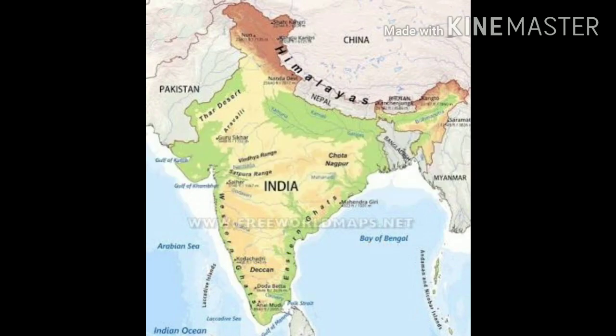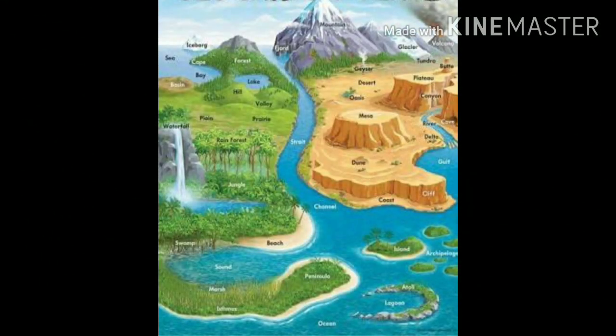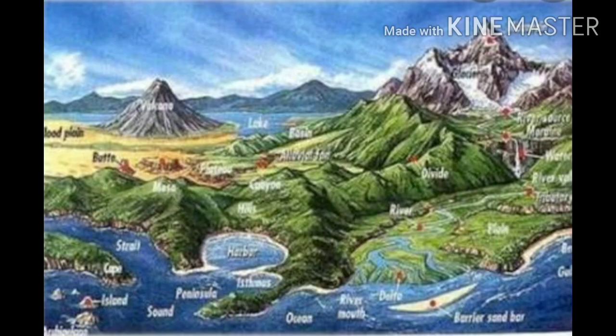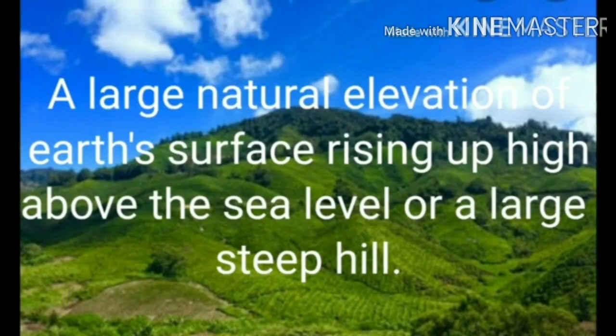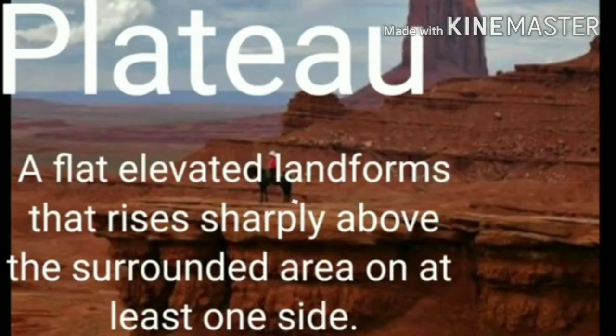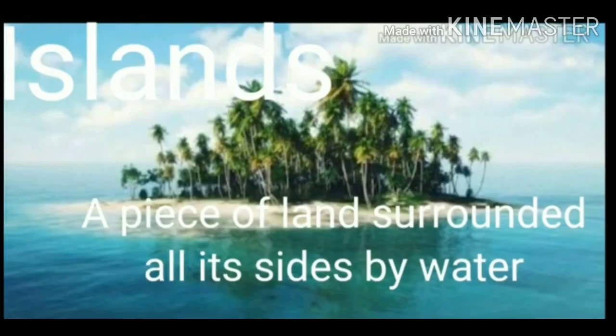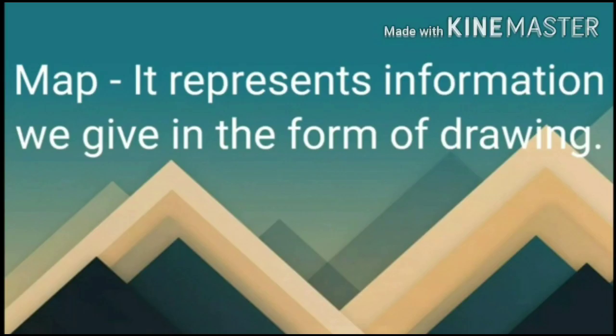Before we begin with our today's session, let's take a quick recap of the previous session. We studied that because of the uneven surface of the earth, various landforms are formed on the earth. We studied different examples of landforms such as mountains, valleys, plateaus, plains, islands, etc. Then we studied the importance of maps.